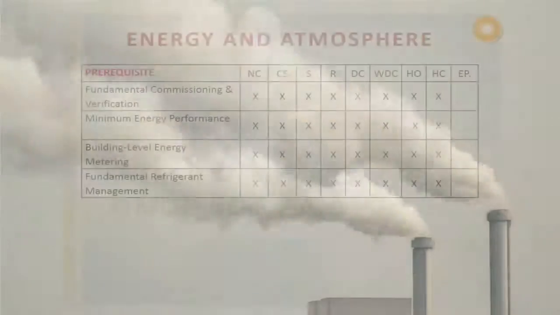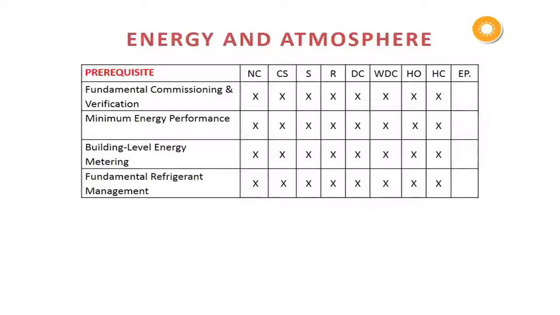impacts. We see here the prerequisites in the energy and atmosphere category. We have fundamental commissioning and verification, minimum energy performance, building level energy metering, and fundamental refrigerant management. As you'll see here in just a second, each of these prerequisites has a corresponding credit to recognize going beyond these prerequisite requirements.